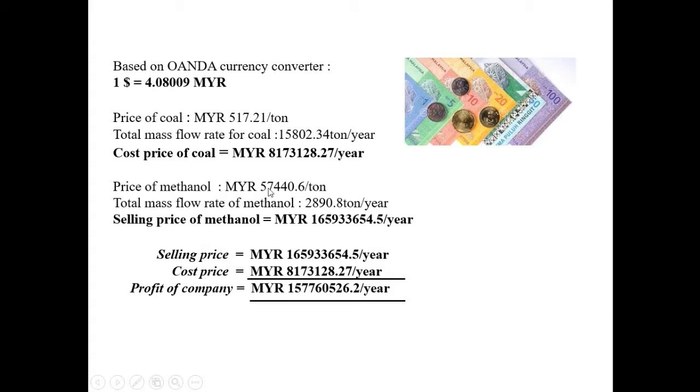The price of methanol in Malaysian ringgit is 57440.6 per ton. Total mass flow rate of methanol produced is still the same, that is 2890.8 ton per year. Then our selling price of methanol in Malaysian ringgit is 165933654.5 per year. For calculating our profit, the same as the previous slide, it is selling price minus the cost price. Then our company profit in Malaysian ringgit is 157760526.2 per year.